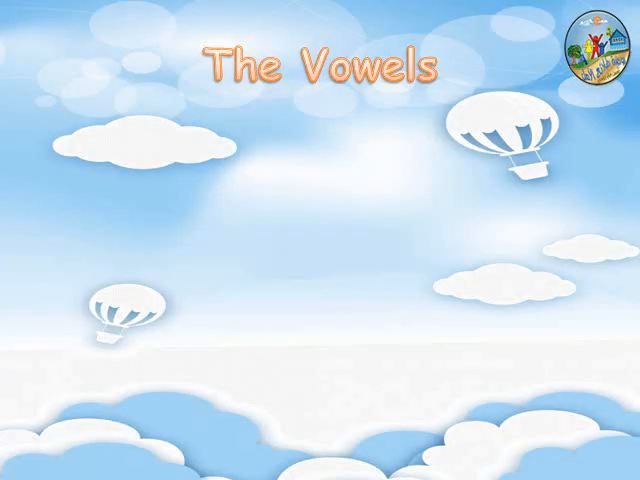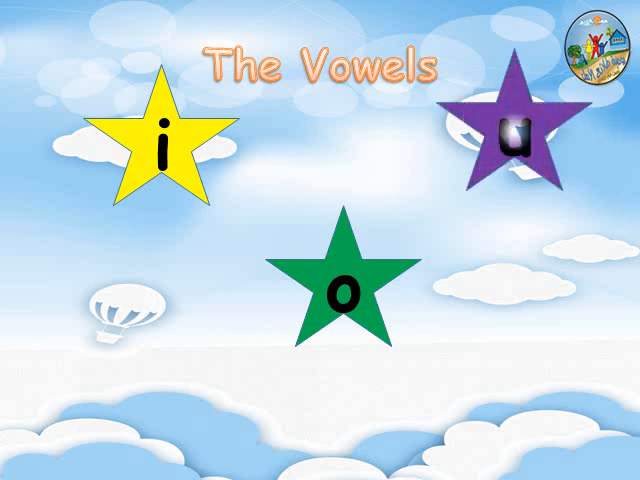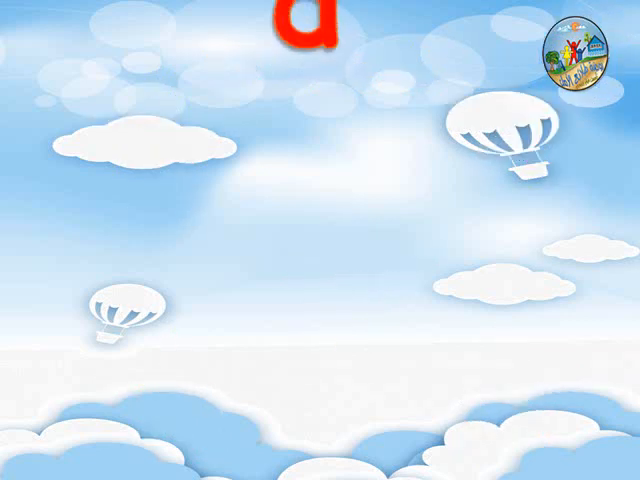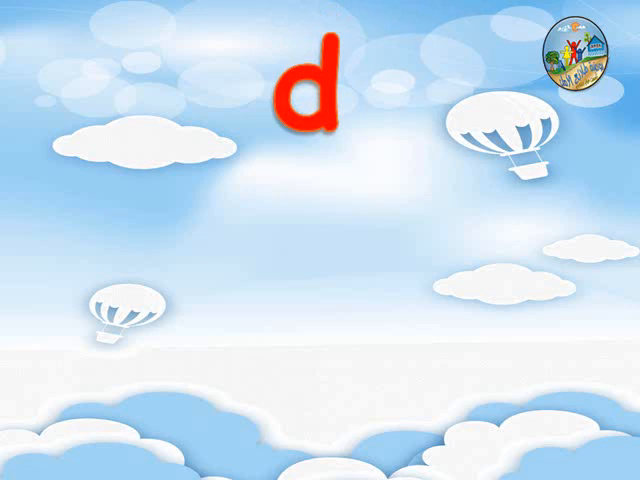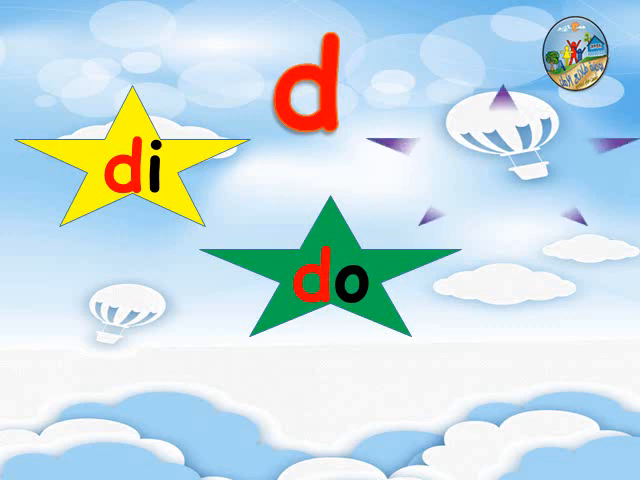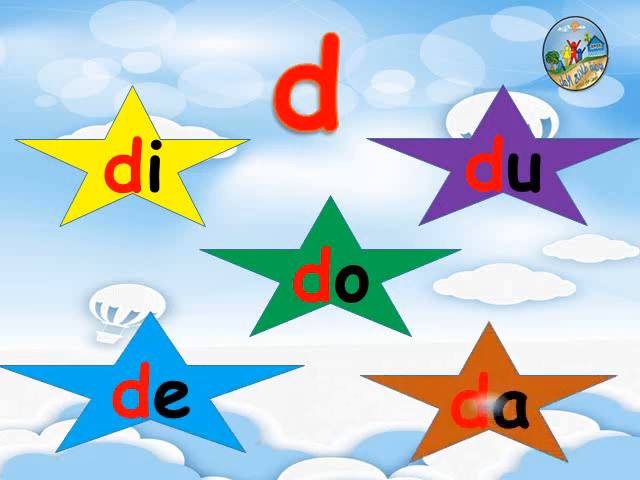Okay, now let's read the vowels. E, O, E, A. Now let's read this letter with the vowels. What letter is it? It's a small da. Okay, now let's read it with the vowels. Da, do, da, de, da, di, do, da, de, da.